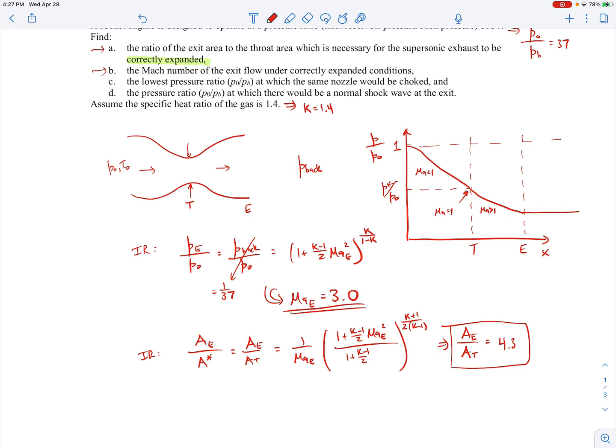Now the next question is, what's the lowest pressure ratio, P naught over PB, at which the same nozzle would be choked? So the choked flow conditions occur, going back to my plot over here, just when we reach a Mach number of 1 at the throat.